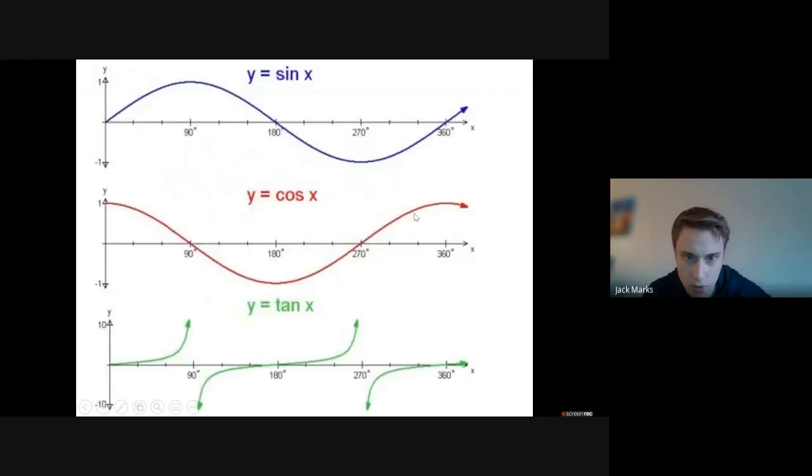Okay, so the final part here is an introduction to the sine, cos, and tan graphs. This is the same sine, cos, and tan from before. Okay, and these can actually be graphed. And what you have is degrees on the x-axis, and then on the y-axis you have the values that they can return.